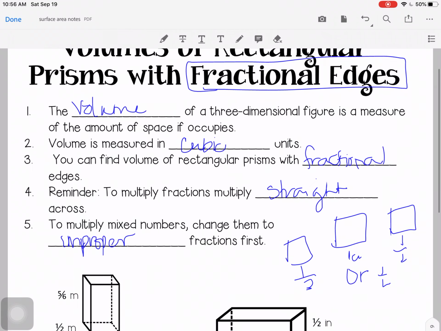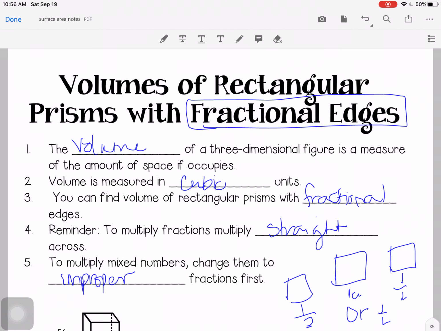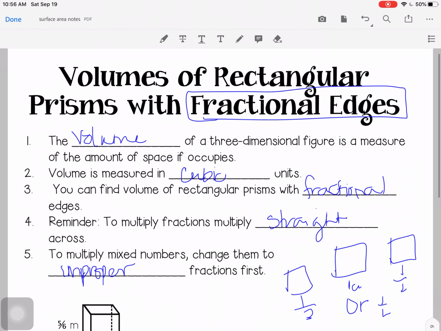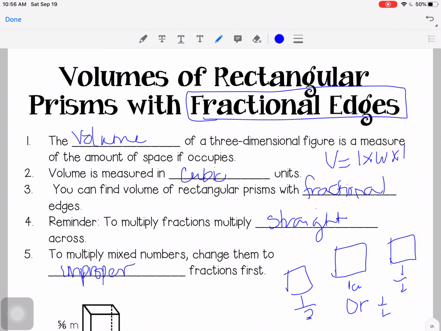All right, so let's recap. The volume of a three-dimensional figure is a measure of the amount of space it occupies. Volume is measured in cubic units. We use the formula volume equals length times width times height. You can find the volume of rectangular prisms with fractional edges. Reminder, to multiply fractions, we multiply straight across. To multiply mixed numbers, we first have to change them to improper fractions.